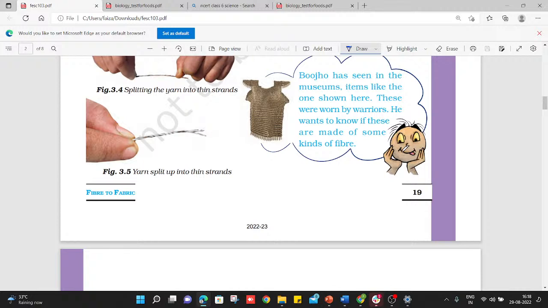Okay, so अगर आप किसी म्यूजियम में गए हो तो आपने देखा हो कुछ कवच जैसे, like some kind of protective clothing that we have. So that is made up of some fiber. Okay, so we have to think about that.